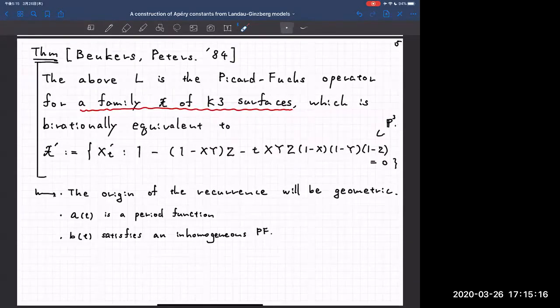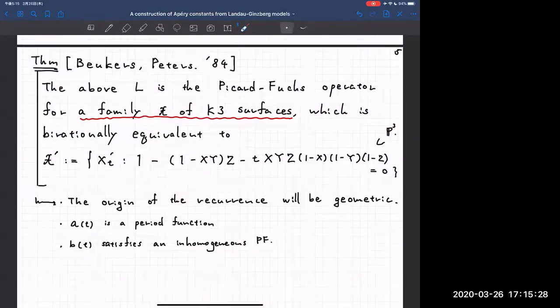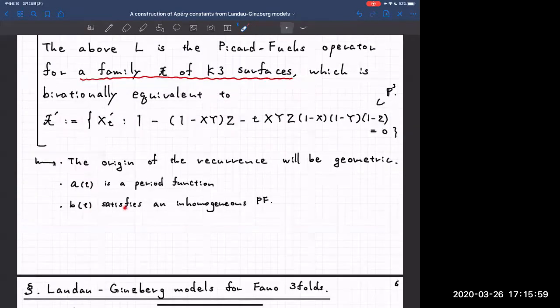And when we consider the recurrence or the differential Picard-Fuchs operator, and a_t satisfies L a_t equals 0, we can see that a_n expresses a kind of holomorphic period. I want to say that the origin of the recurrence is geometric, and a_t is a period function. On the other hand, b_t does not satisfy the condition L b_t equals zero, but instead b_t satisfies another equation given by (∂ − 1) L b_t equals zero. So we may say that b_t satisfies a kind of inhomogeneous version of the Picard-Fuchs equation. Everything could be realized by considering the Picard-Fuchs equation, geometrically arising from a family of K3 surfaces.